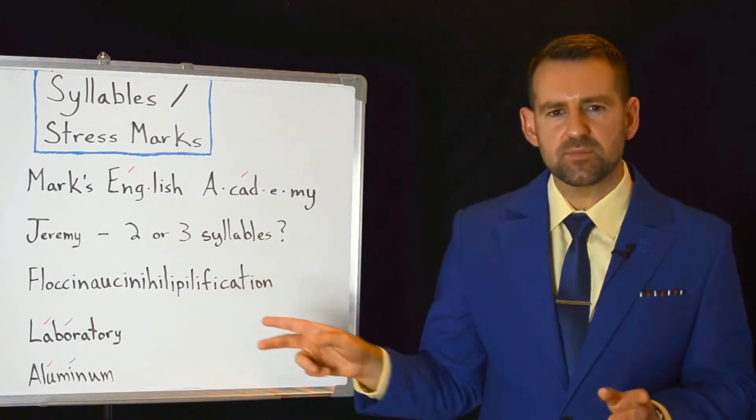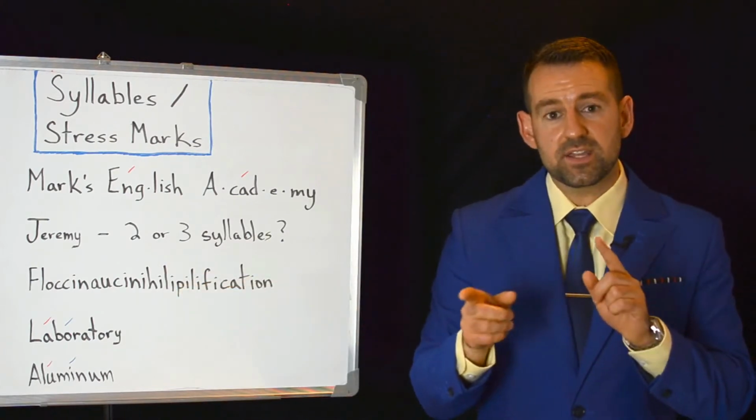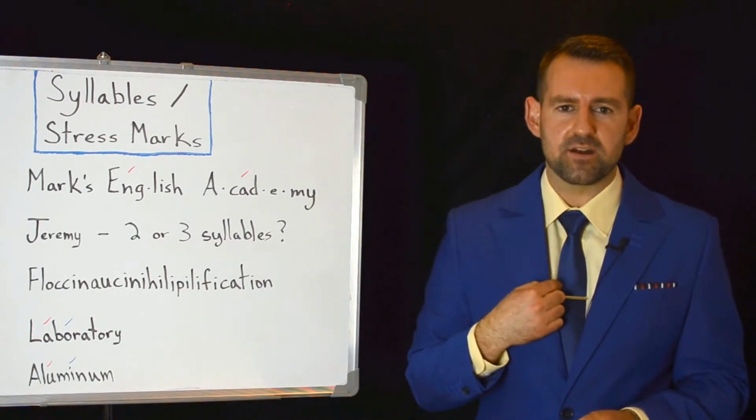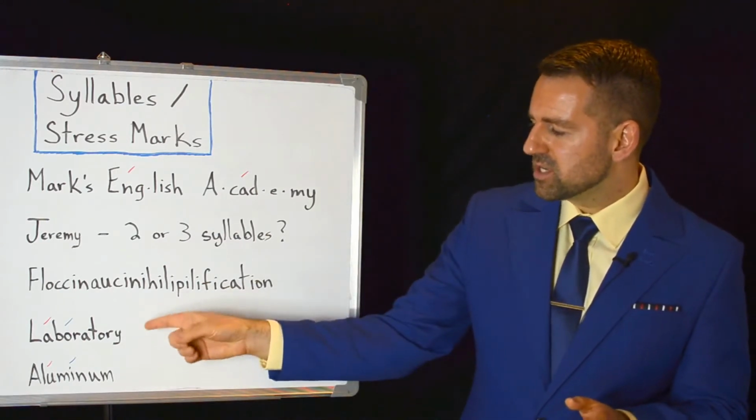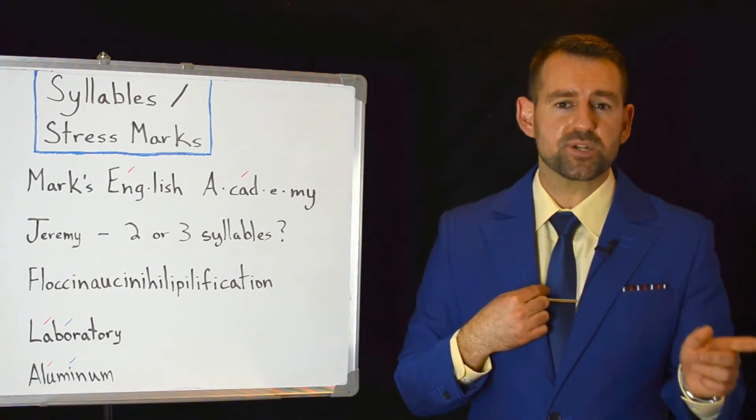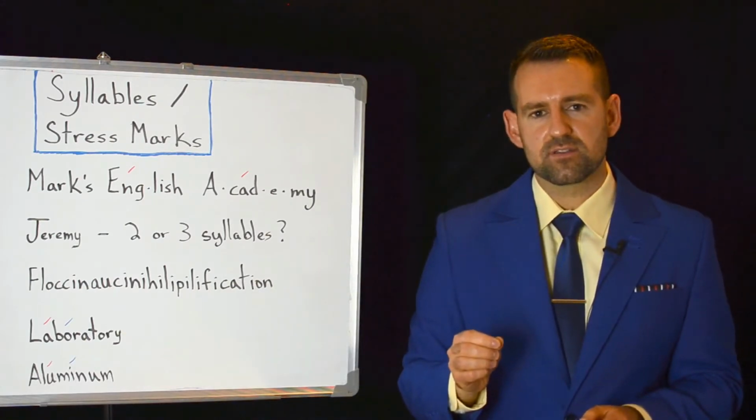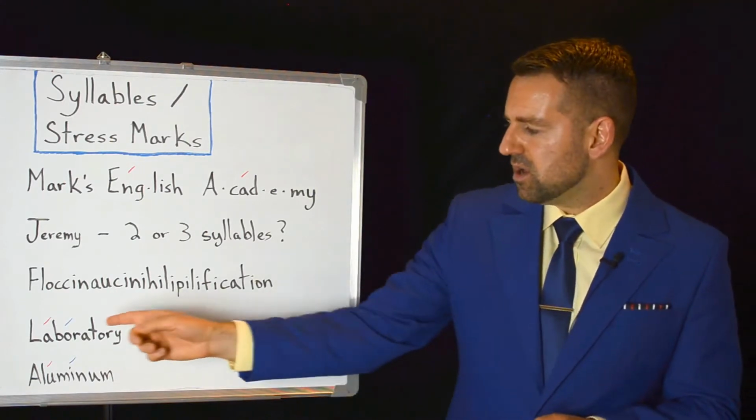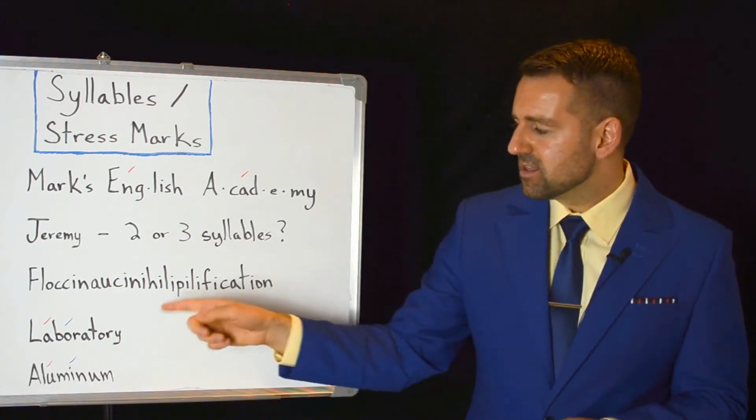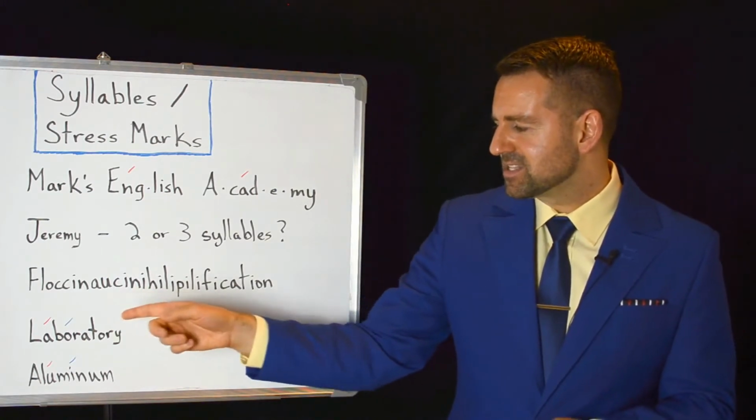Now, sometimes in English, the stress can be on different syllables depending on which country you're from. So I'm from Canada, and here are two examples of how I would say words differently from a British person. Okay, I would say this word laboratory. Laboratory. So I put the stress on the first syllable, but British people say laboratory. Okay, they put the stress on the second syllable.